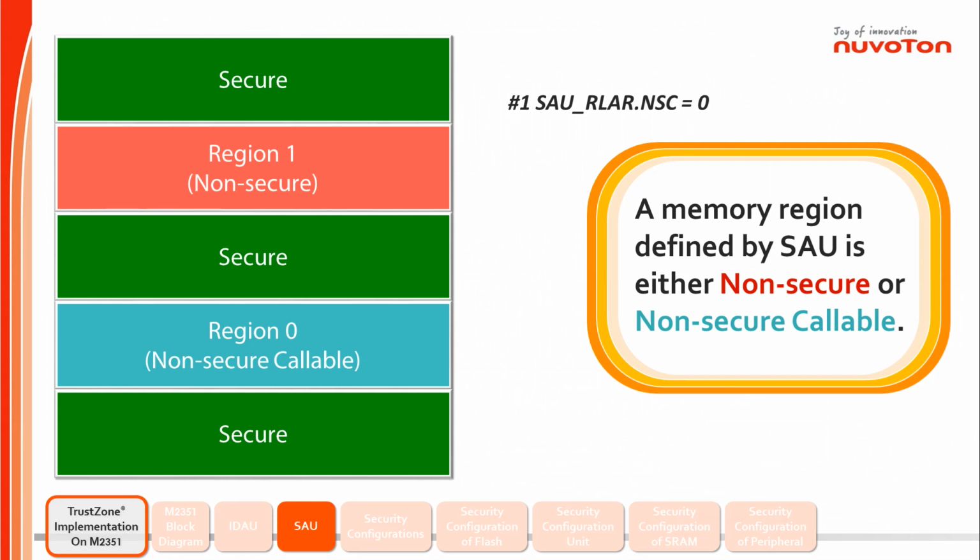If the NSC bit is 0, the SAU region is non-secure. If the NSC bit is 1, the SAU region is non-secure callable. When the SAU is enabled, those memory addresses not defined in SAU regions are all secure.